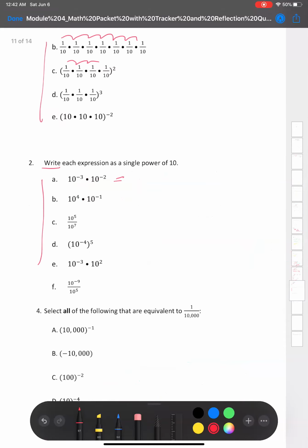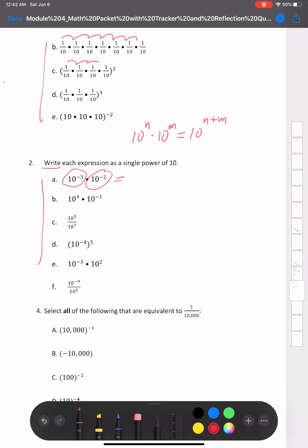Okay, so here, same thing, you're multiplying two powers of 10. We're not going to get flustered with the fact that we have two negative numbers, because we know what to do with that. Our rule is 10 to the nth power times 10 to the mth power is equal to 10 to the n plus m, right? We don't care that these are negative numbers.